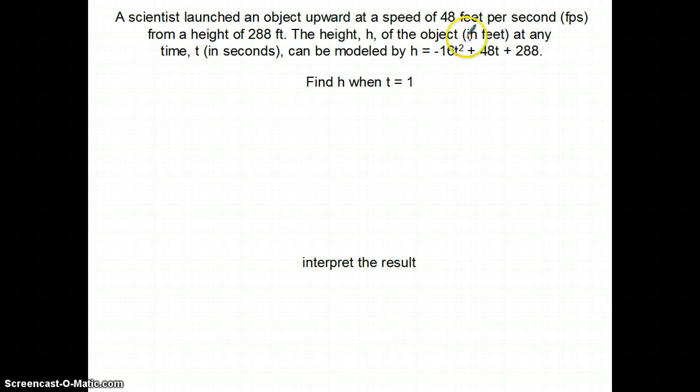Since we know that t equals 1, all we are going to do is look at our equation and plug in 1 everywhere that we see a t. So h equals negative 16 times t squared, or 1 squared, plus 48 times t, which is 1, plus 288. So h equals negative 16 times 1 squared, which is just 1. But negative 16 times 1 is just negative 16, so I don't need to write the times 1. Plus 48 times 1, which is 48, plus 288.